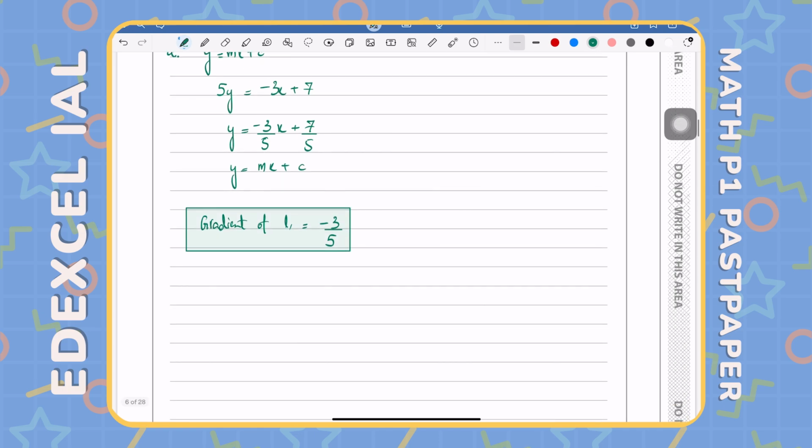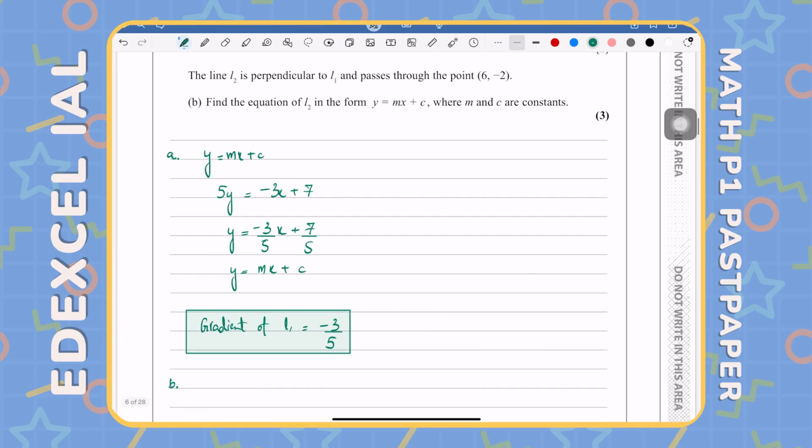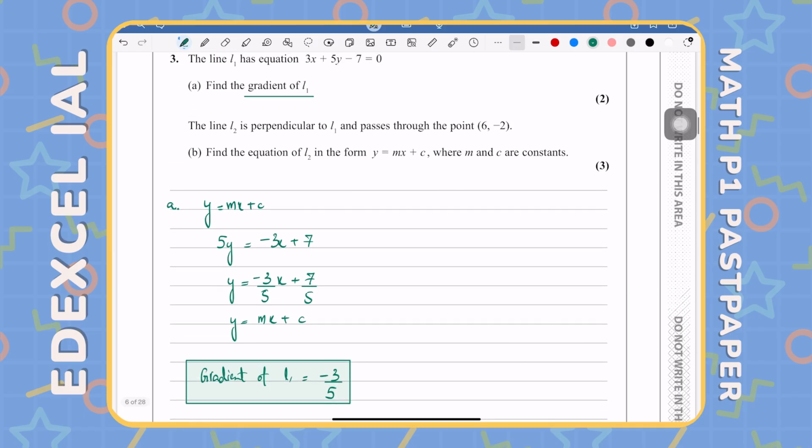Now, let's have a look at part B. Let's see what part B says. So part B says, find the equation of line 2. Okay, now before that, line 2 is perpendicular. So that's very important. It's a key word. And passes through the point 6, negative 2.